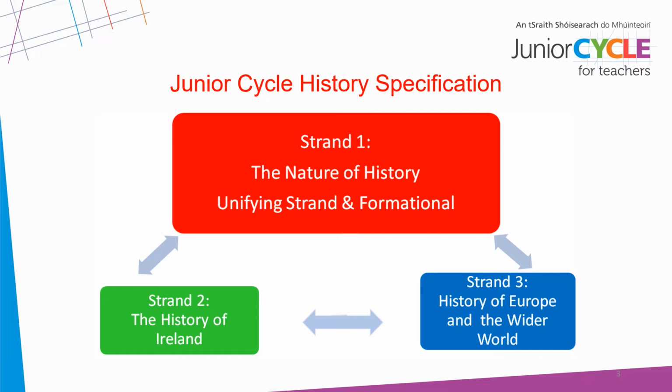Before we get started, let's revisit our history specification to put this into context. As you may be aware, the learning outcomes for students in the Junior Cycle History specification are divided into 3 strands. Strand 1, the nature of history, which is a unifying and formational strand. Strand 2 and 3 are the contextual strands, the history of Ireland and the history of Europe and the wider world.